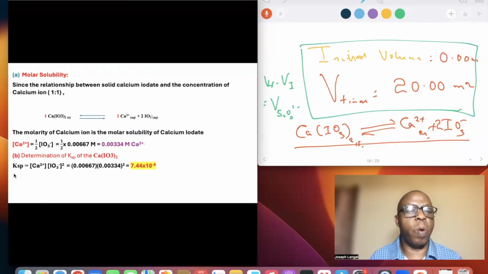The KSP equation is given here, which is used to find the solubility product constant. Remember to square the concentration of iodide times the concentration of calcium to get the KSP value. And this is what you will be doing in this experiment.